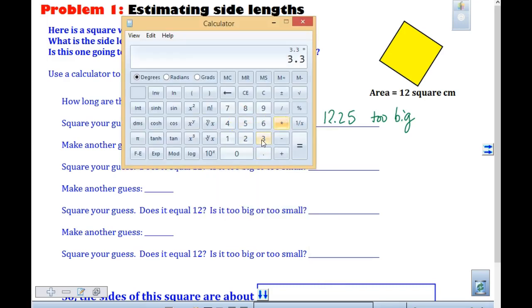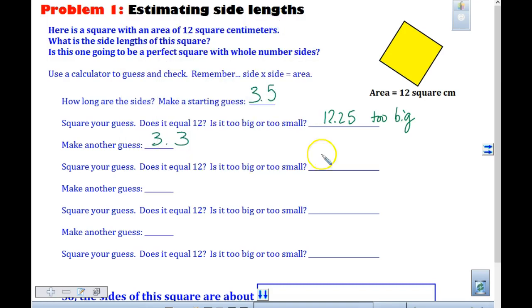3.3 times 3.3. Now, does anyone know another button we could use on our calculator? Okay, so up here, this button, most of you have an X squared on your button. If we put 3.3 and you square it, make sure you check that you know how to use the square button on your calculator or find out. Okay? 10.89. Too small, right? Yep. Next guess.